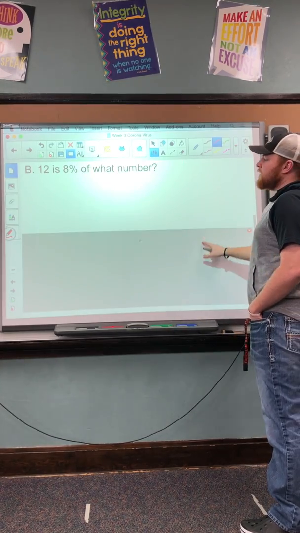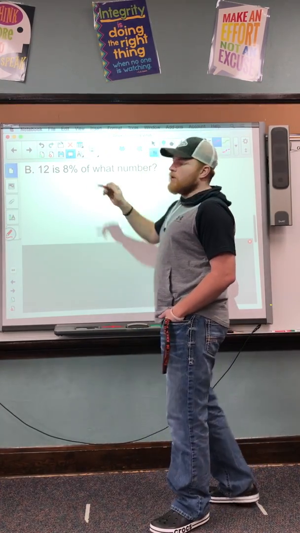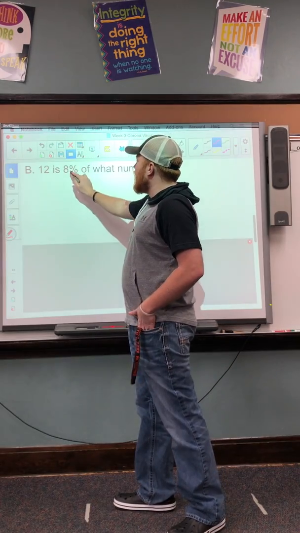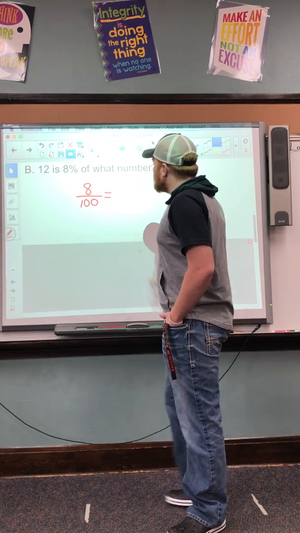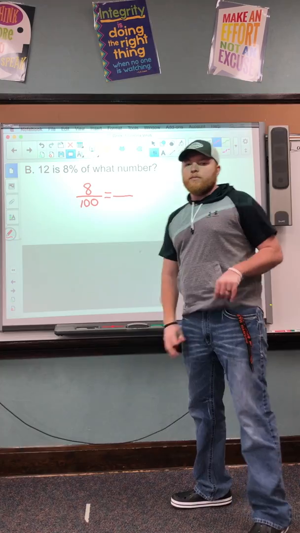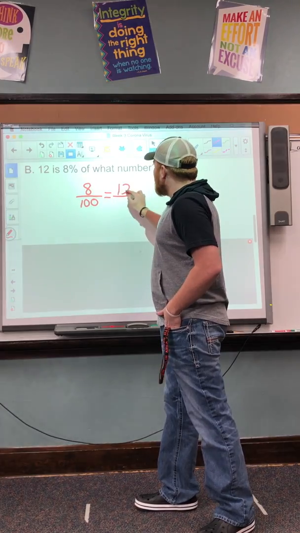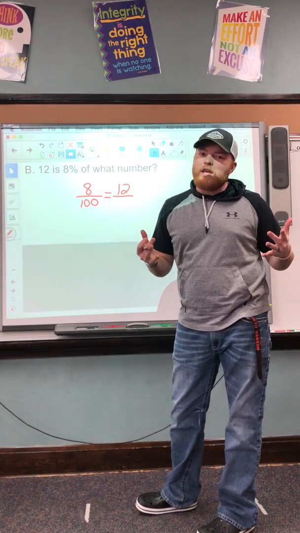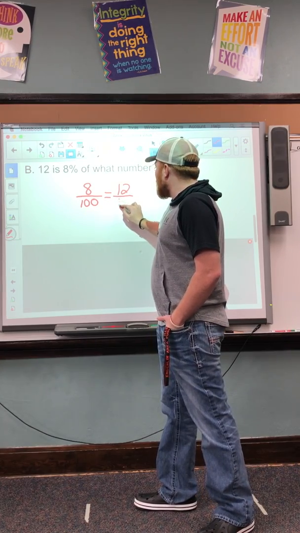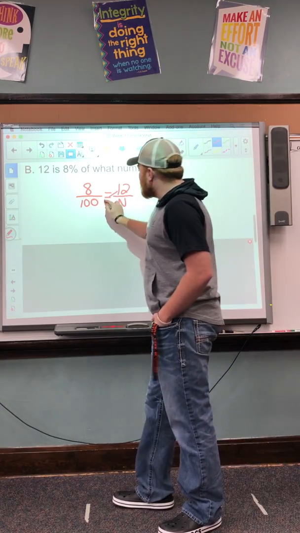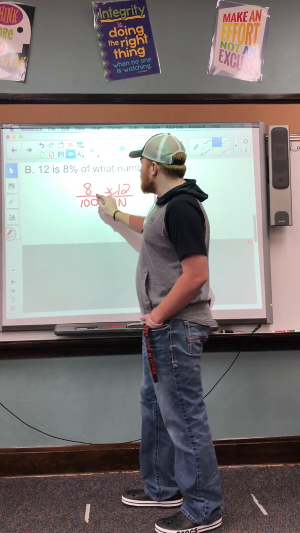These next few are just examples of the same thing. It says 12 is 8% of what number? I always start with the percent, the left side of the proportion. So 8%, we know that, and that always goes over 100, equals the is number over the of number. 12 is the is number, and it's asking of what number? We don't know the of number, or the whole, so that would be our variable. Let's go with n as our variable. Now we cross multiply, which would be 1200 divided by 8.